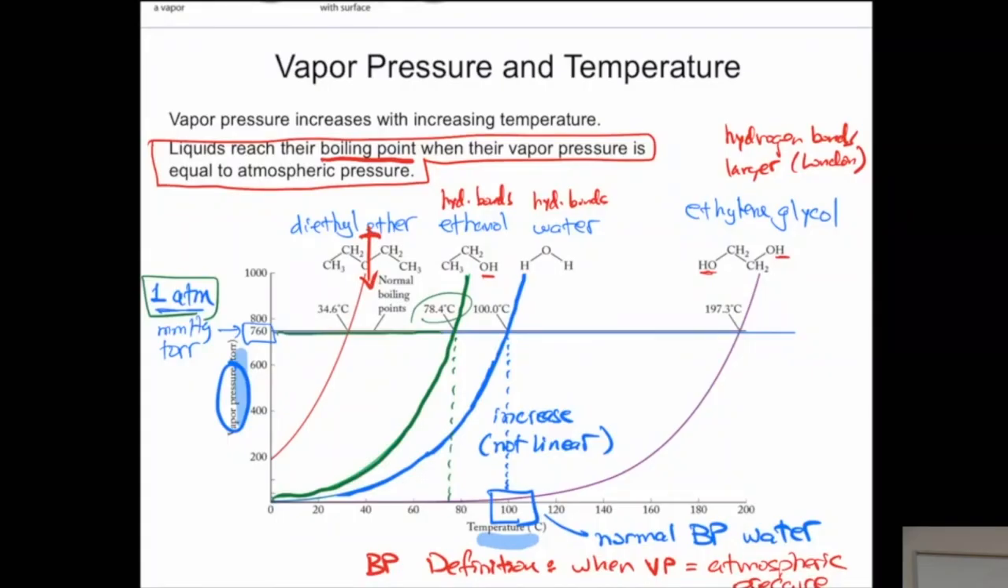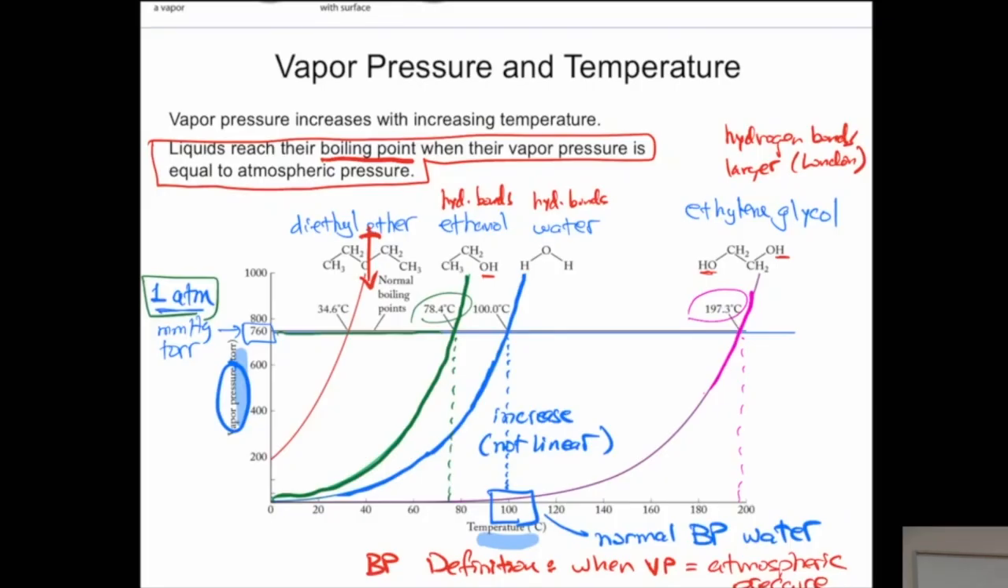Ethylene glycol doesn't boil until you get way out here. Well, that's a terrible curve. It doesn't boil until you get way out here at a balmy 197 degrees Celsius. That's the normal boiling point for ethylene glycol. It takes a lot more energy to get ethylene glycol to boil when you're at 1 atmosphere. We already looked at that.